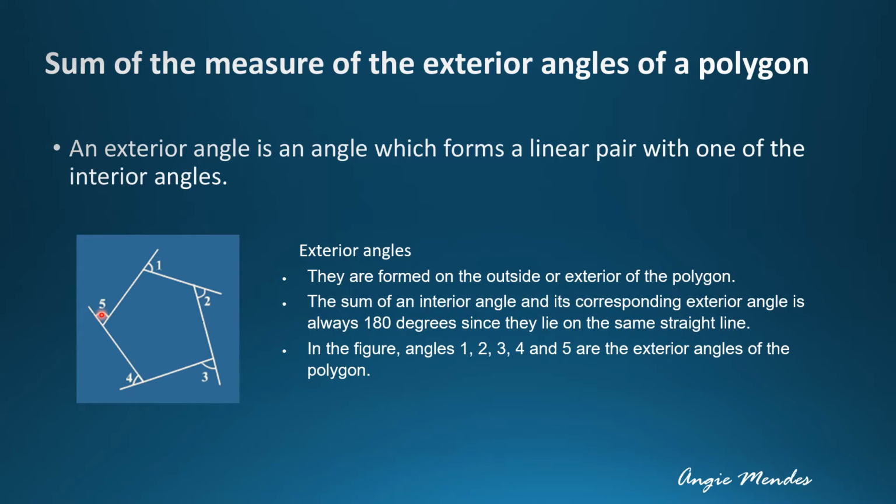Now in this figure we have angles 1, 2, 3, 4, 5 which are exterior angles of the polygon. Now if we look at angle 1, which is an exterior angle, and we take the angle which is inside the polygon, this interior angle and the exterior angle 1 are forming supplementary angles. The total is 180 degrees.